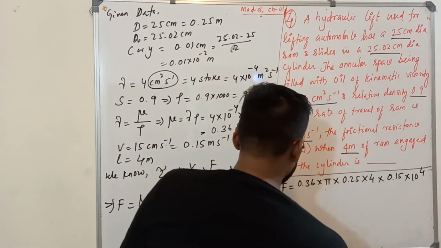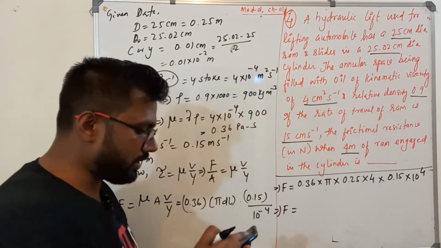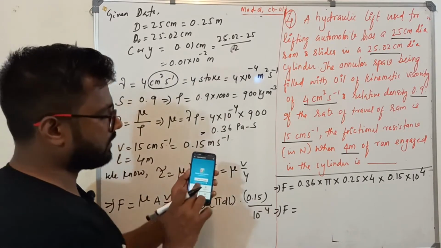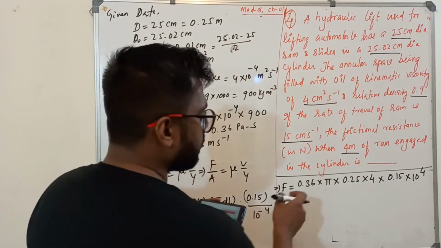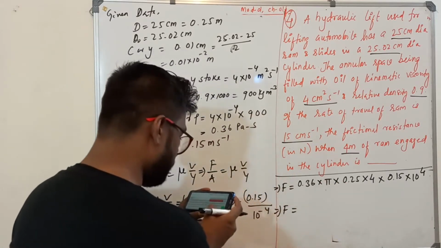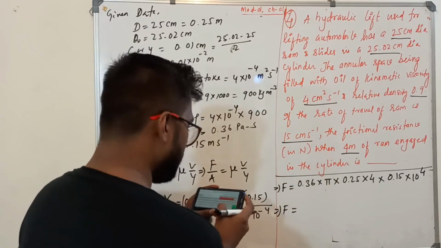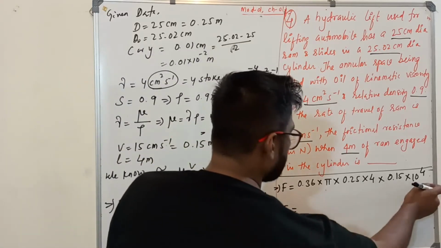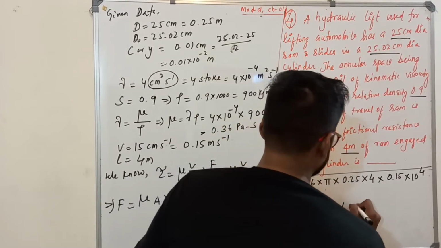So the frictional resistance F is equal to, take your calculator. Which calculator will you be using? We will be using the GATE virtual calculator. So what will we get? 0.36 multiply pi multiply 0.25 multiply 4 then multiply 0.15. Okay, so you will get into 10 to the power 4, 1696.46 Newton. That is the answer.